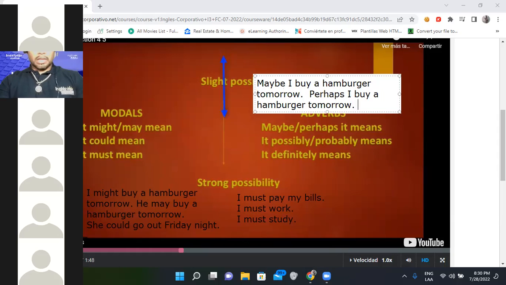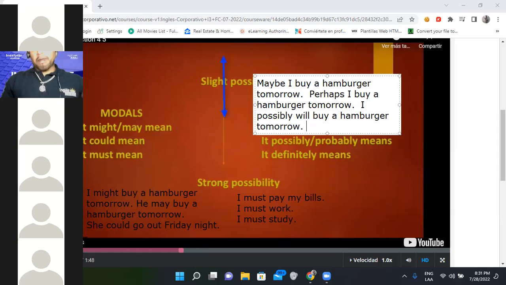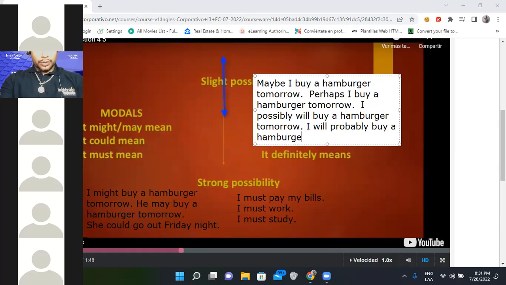Or if I say, I possibly will buy a hamburger tomorrow, right? It's a possibility. Or I can say, I will probably buy a hamburger tomorrow, right? So all of these are possibilities. Probabilities. Maybe I buy chicken at Kentucky Fried Chicken or Pollo Campero. Maybe I buy pizza at Papa John's or Domino's or Pizza Hut. Or possibly I buy tacos or nachos or burritos or something else. It's a possibility.